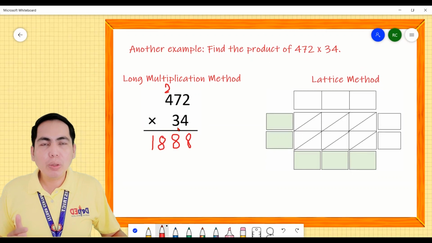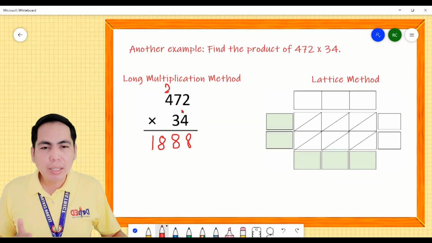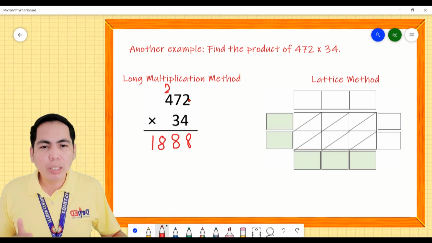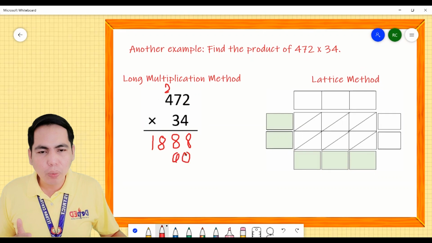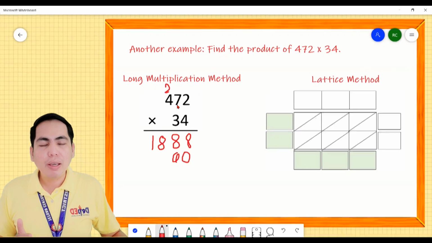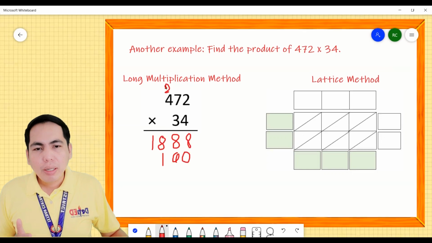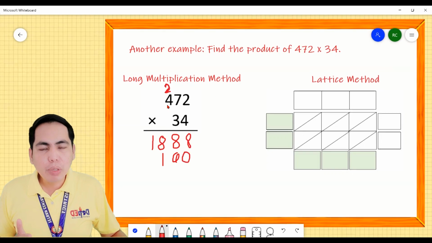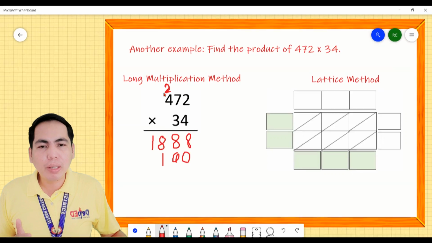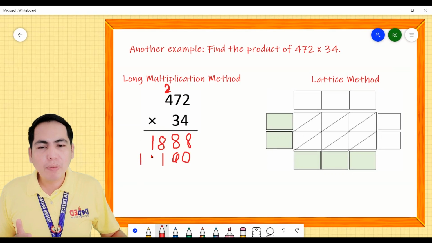Next, we are going to multiply the digit in the tens place in our multiplier. 3 times 2 is 6. So, this is equivalent to 30 times 2 to give us 60. So, we have 6 and then 0. 3 times 7 is equal to 21. So, 1, regroup 2. 3 times 4 is 12 plus 2 will give us 14.